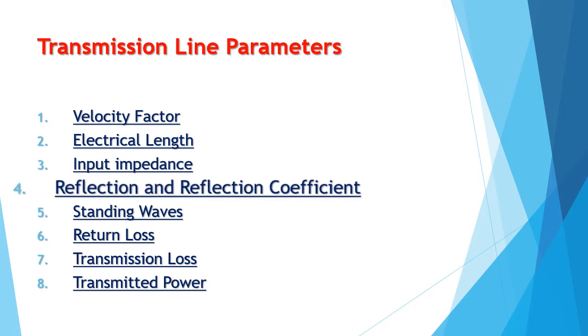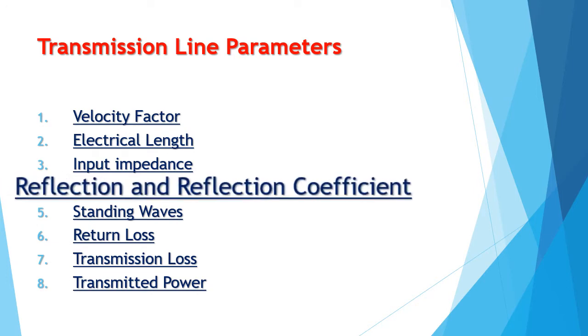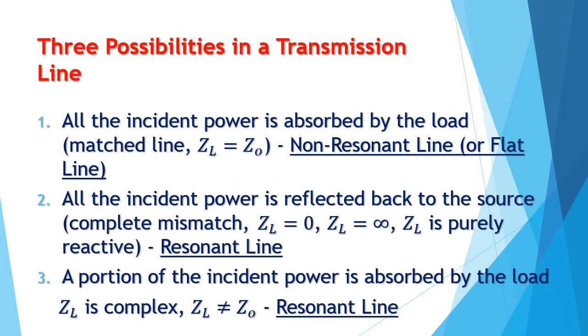Next, let's proceed to reflection and reflection coefficient. When an electromagnetic wave travels down a transmission line, there are three possibilities. First, all the incident power is absorbed by the load. This happens when it is a matched line, or the load impedance is equal to the characteristic impedance of the line. This is called a non-resonant line or a flat line.